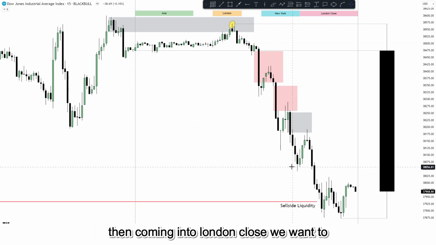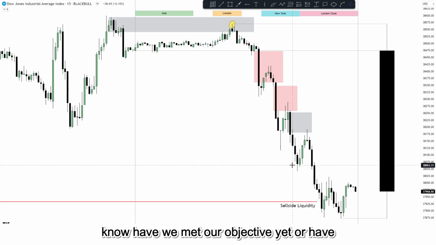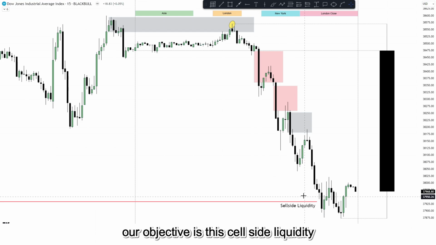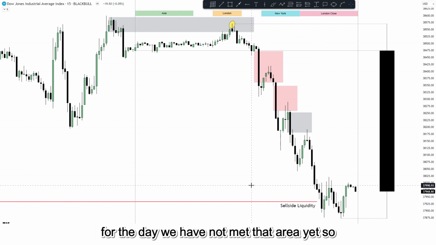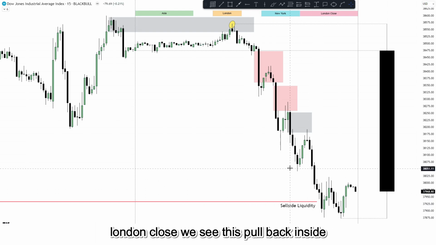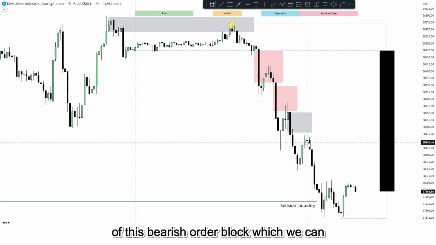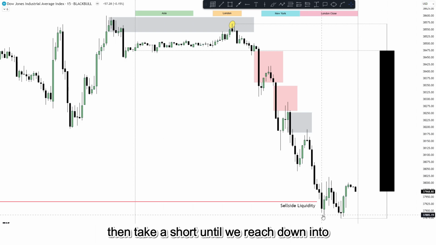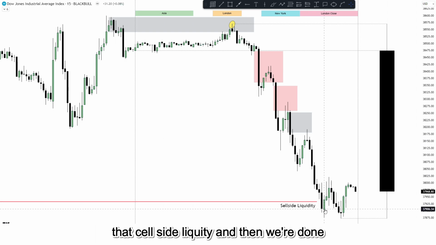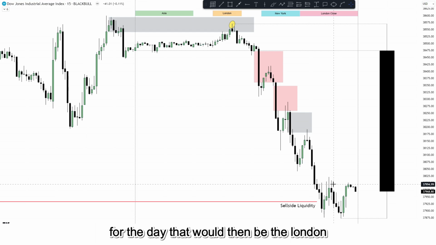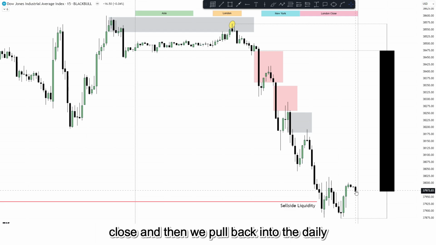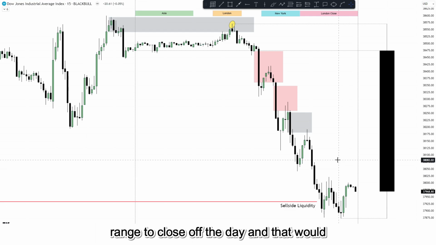Then coming into London close, we want to know, have we met our objective yet, or have we not met our objective yet? In this case, our objective is this sell side liquidity for the day. We have not met that area yet. So London close, we see this pullback inside of this bearish order block, which we can then take a short until we reach down into that sell side liquidity, and then we're done for the day. That would then be the London session, the New York session, and the London close, and then we pull back into the daily range to close off the day. And that would then be how a daily candlestick forms.